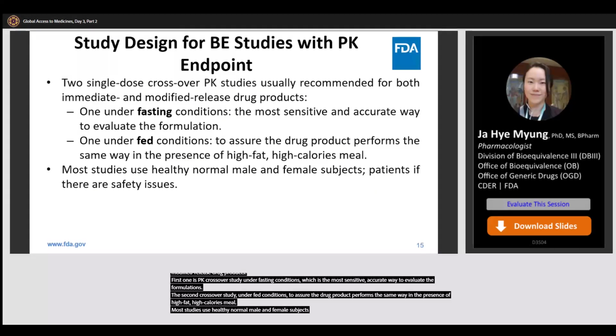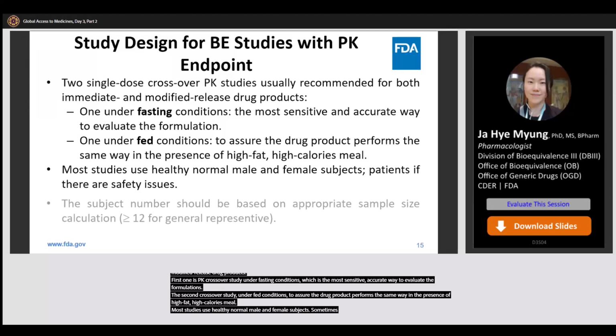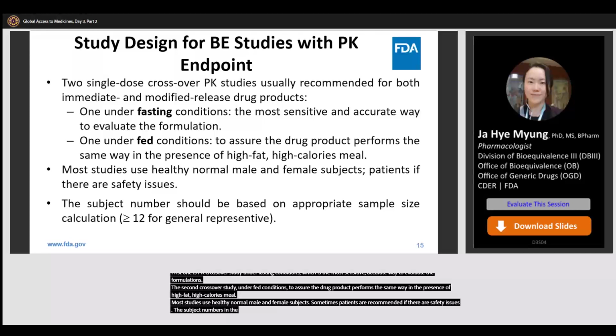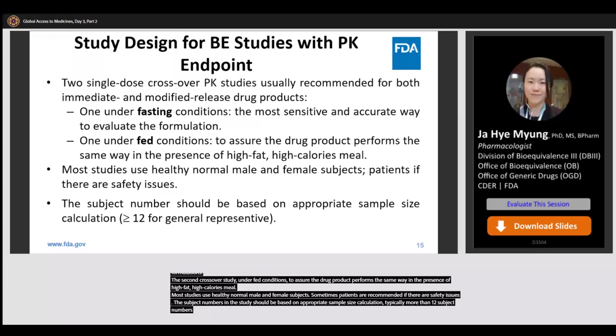Sometimes patients are recommended if there are safety issues. The subject numbers in the study should be based on appropriate sample size calculation. Typically more than 12 subjects are recommended for general representation.